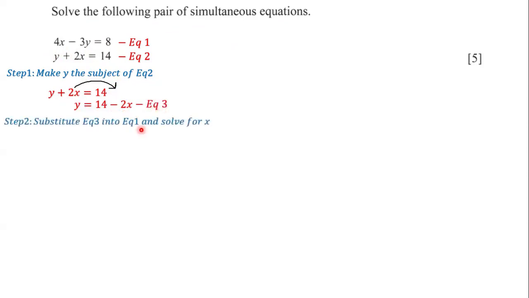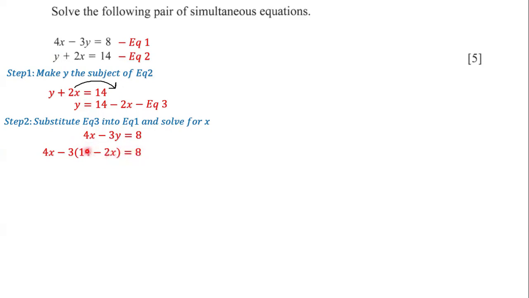The next thing we're going to do is take equation 3, which is what we just determined, and substitute it into equation 1 and then solve for x. Equation 1 is 4x minus 3y is equal to 8. But remember, we already know what y is. y is 14 minus 2x. So we substitute that into equation 1, and we have 4x minus 3 open bracket 14 minus 2x is equal to 8.